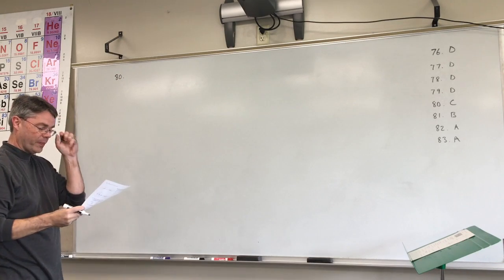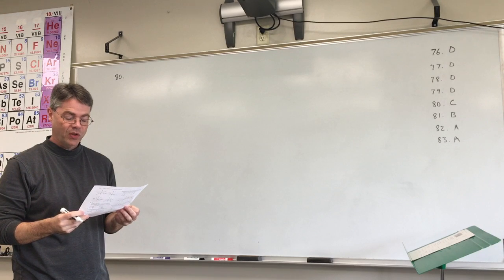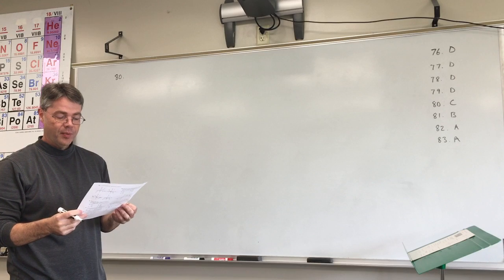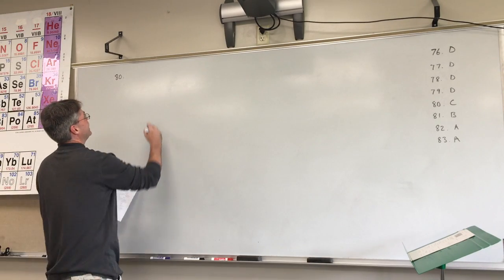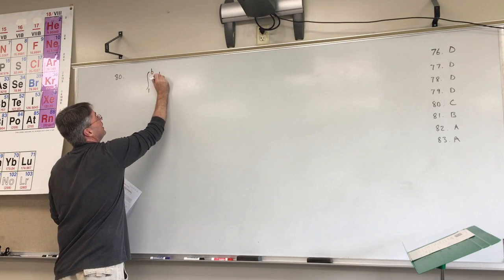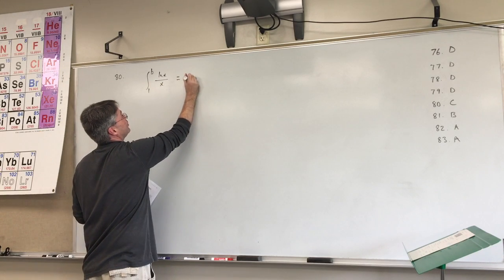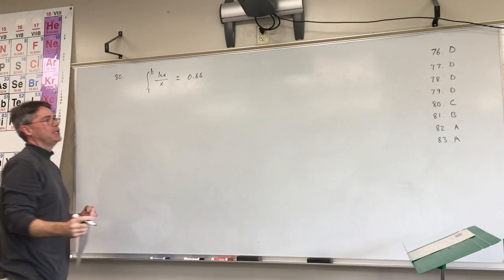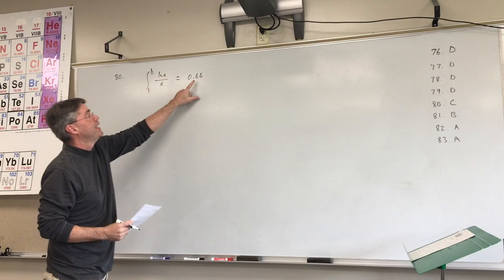Number 80. The area under the curve of y is equal to the natural log of x over x is 0.66 from 1 to b, where b is greater than 1. Then the value of b is approximately what? Okay, we've just got to set this up. The area under the curve would be the integral from 1 to b of natural log of x over x, and it says that's equal to 0.66. So you've seen a couple of these before where we're having to solve for this number, not this number.